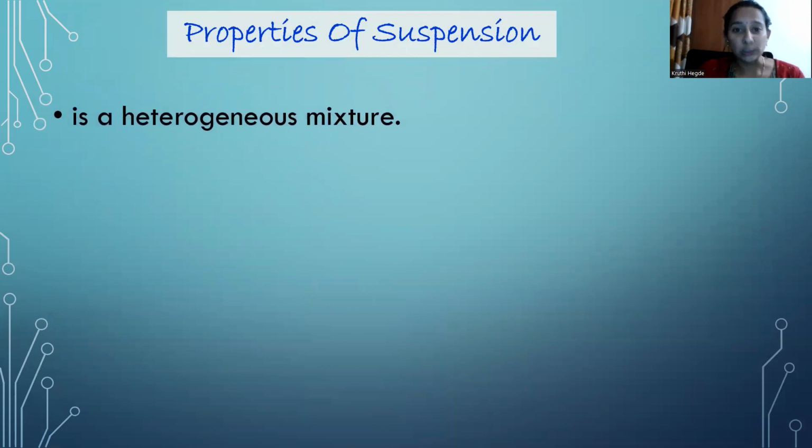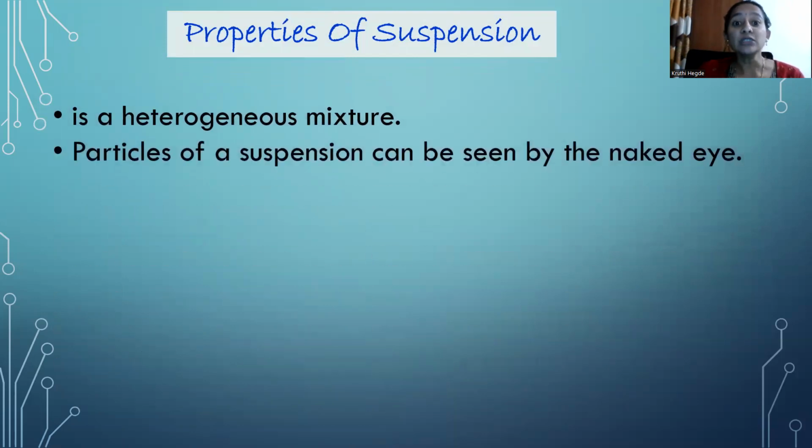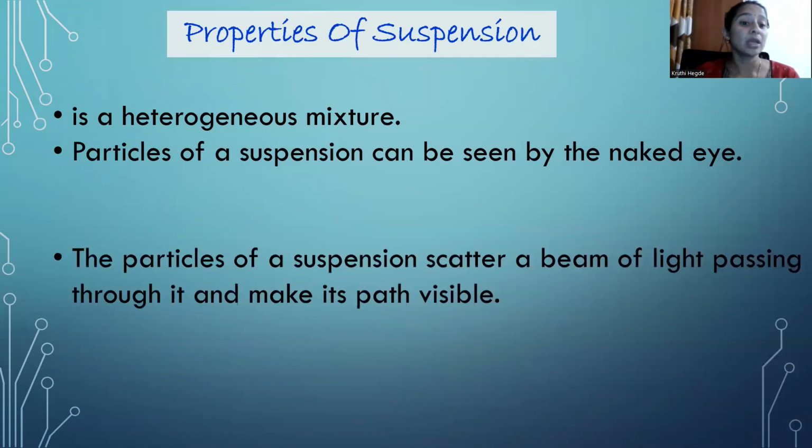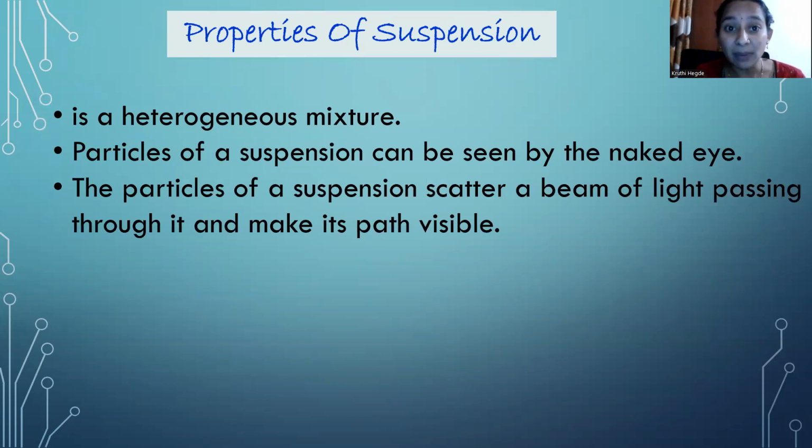It's a heterogeneous mixture. Particles of suspension can be seen by naked eye because the size is greater than 100 nanometer. The particles of suspension scatter a beam of light. When light hits the big particles, it scatters and cannot pass straight. It scatters because the particles are big. The scattered light is visible to our eyes. So that makes the path of the light visible. We don't see the light itself, but the path it travels is also visible.